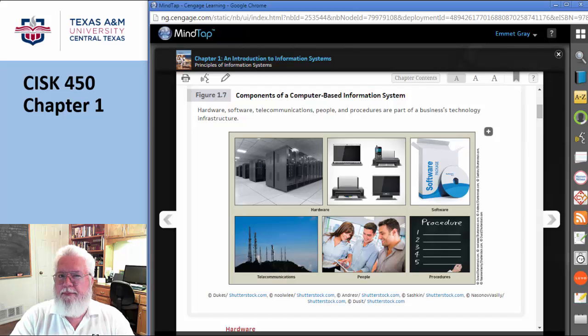Okay, picking up where we left off on page 11, talking about the parts of a computer-based information system. So essentially, there are 6 parts. Hardware, database, which isn't showing in this picture for whatever reason, software, some sort of telecommunications, people, and procedures.